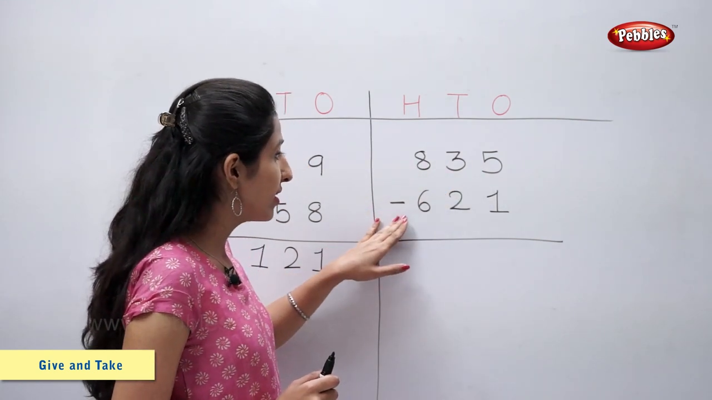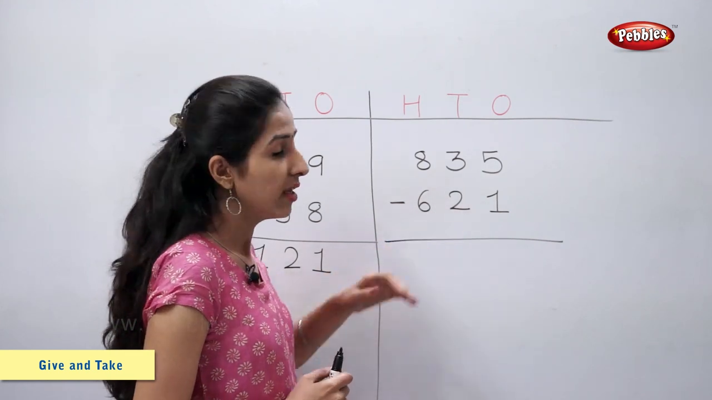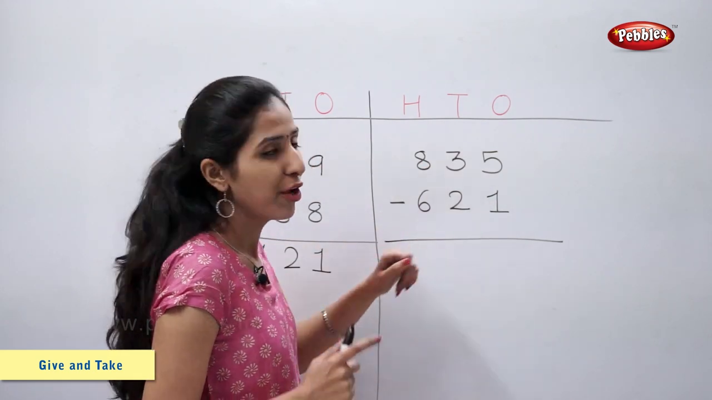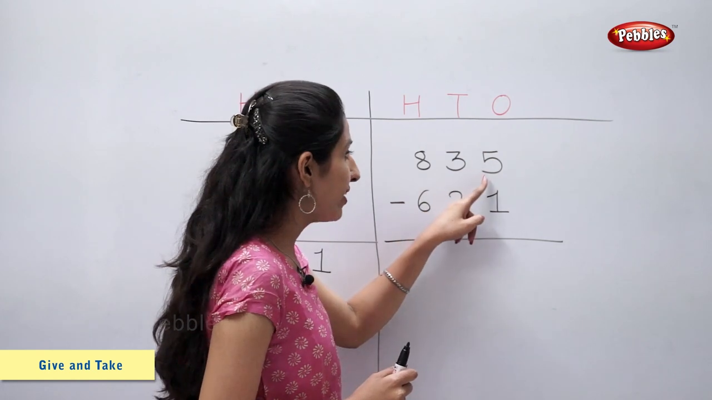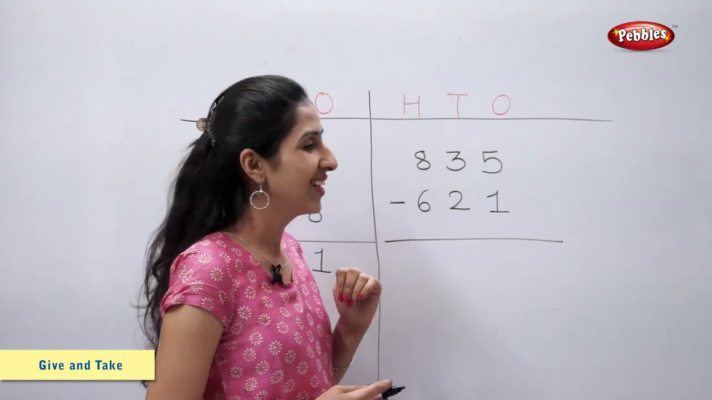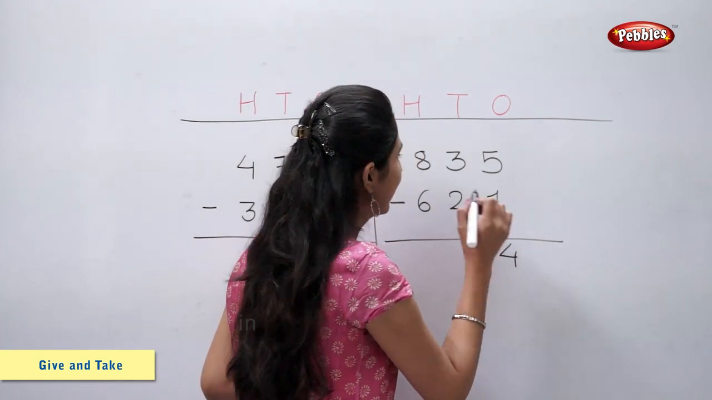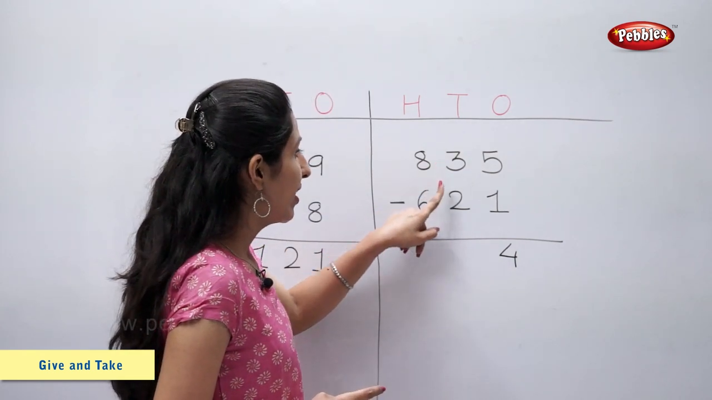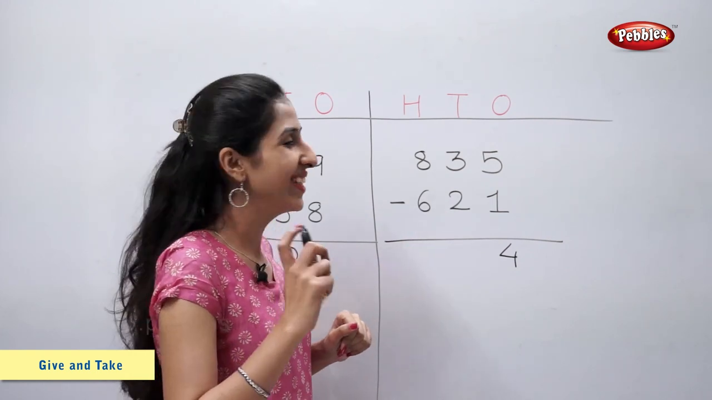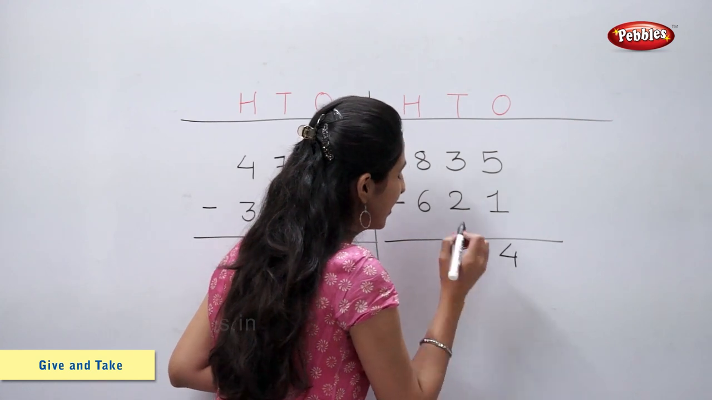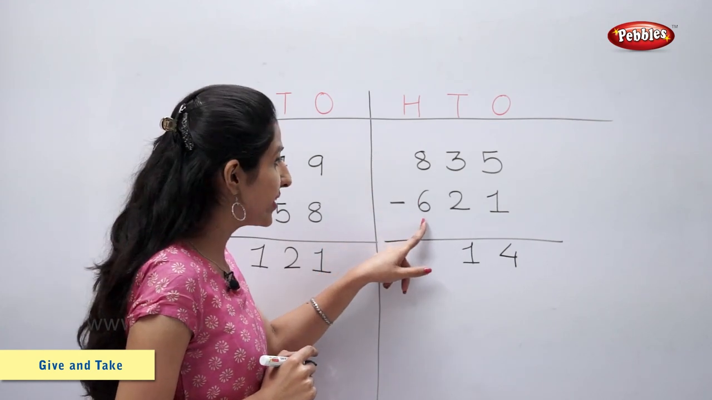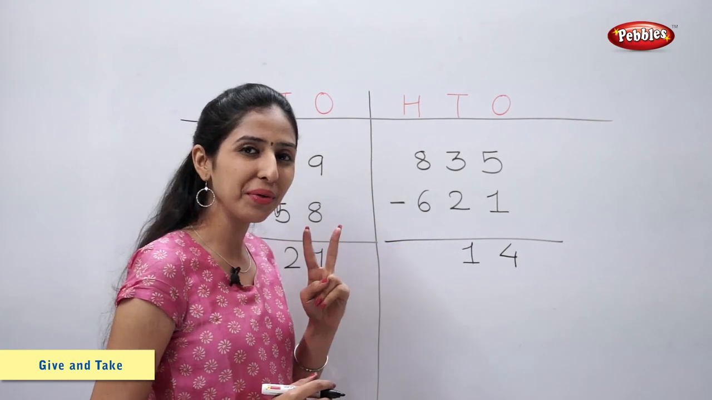Let's solve this example. 835 minus 621 is equal to how much? Let's find out. Let's subtract ones first. 5 minus 1 is equal to 4. 3 minus 2 is equal to 1. 8 minus 6 is equal to 2.